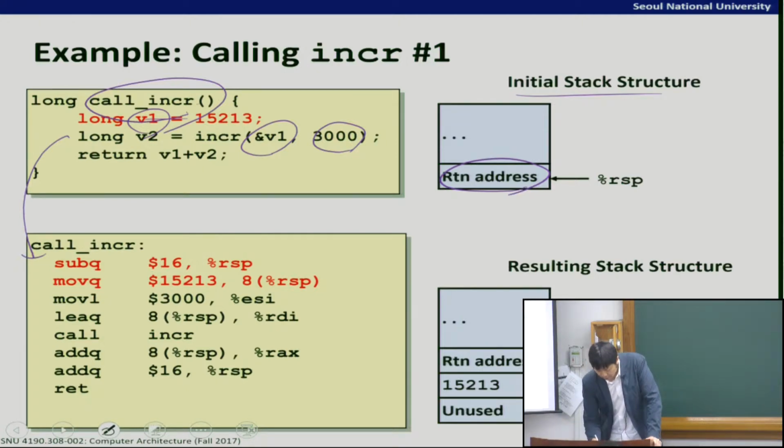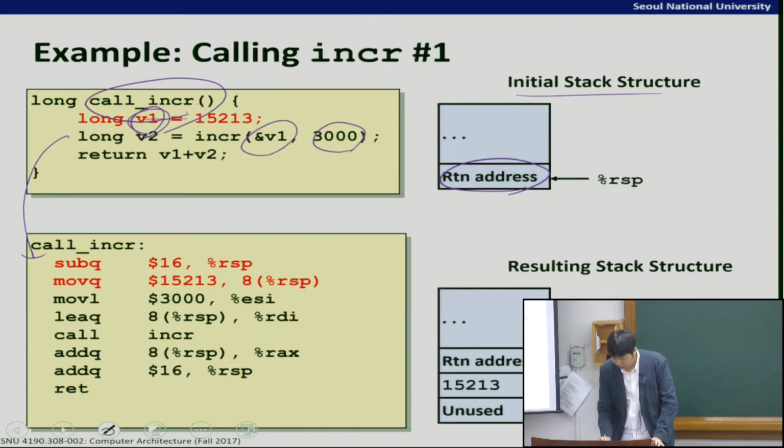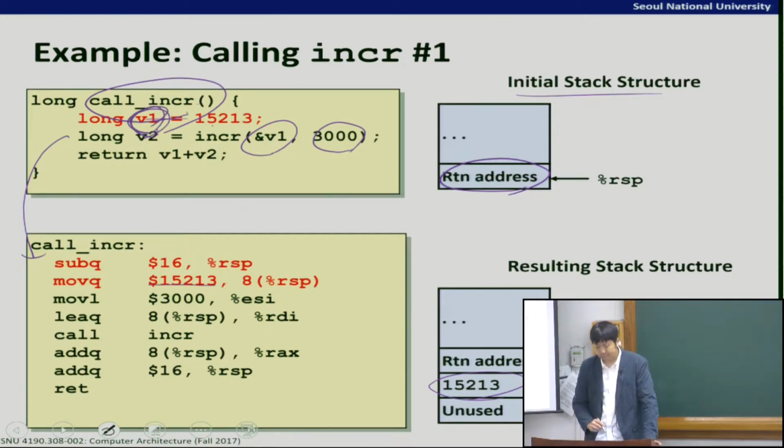So if you see, we first allocate this stack space for the local variable v1. So you decrement the stack pointer by 16 and move this constant value 15,213 into this part of stack memory. Okay. So initially, this stack structure looks like this, but now you allocate stack memory for this local variable, and we store the value 15,213 to this location, which is the value of v1.